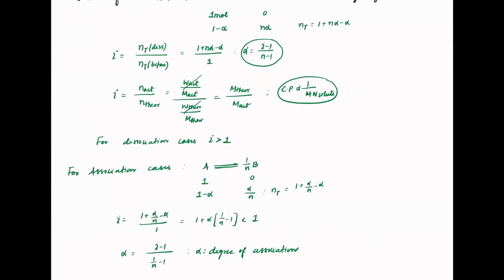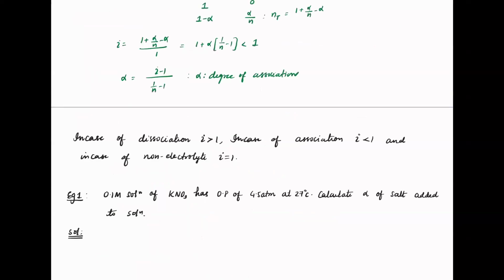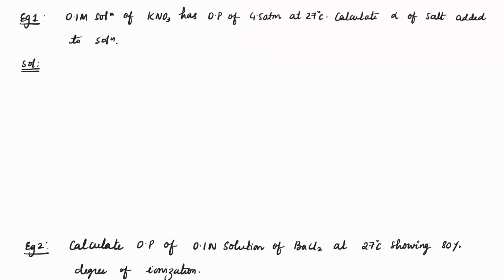So this is how you can introduce the Van't Hoff factor and try to get the actual answer, how much the colligative property should be. Let me show you through some examples here. First example: 0.1 molar solution of KNO3 has an osmotic pressure of 4.5 atm at 27 degrees. Calculate the alpha of the salt added to the solution.